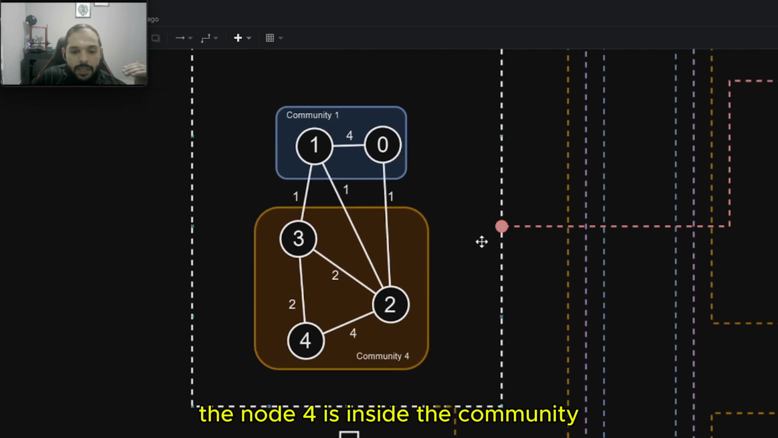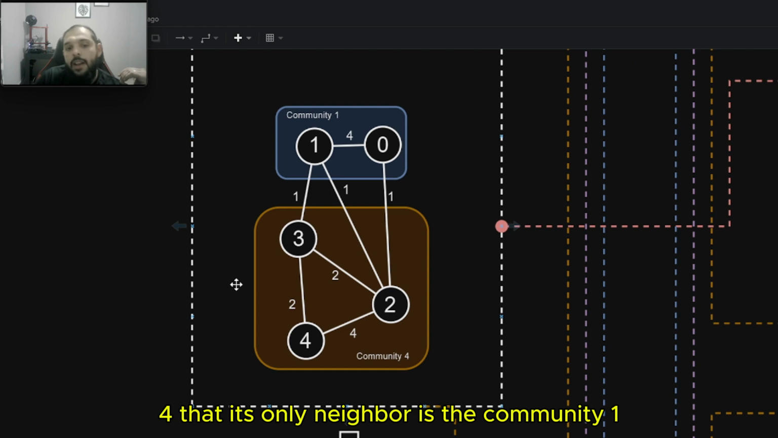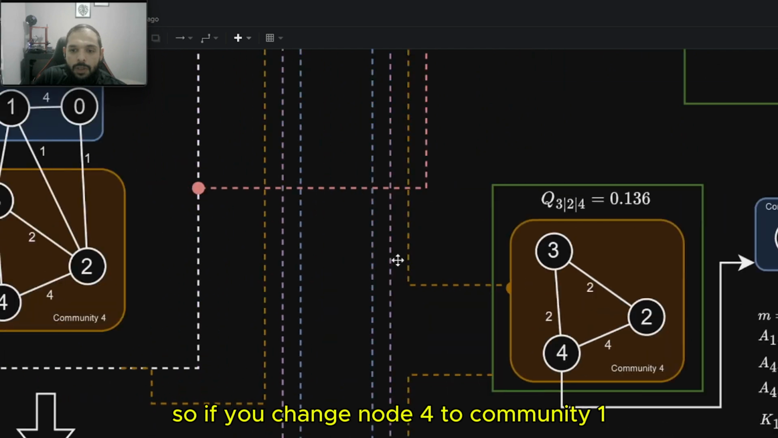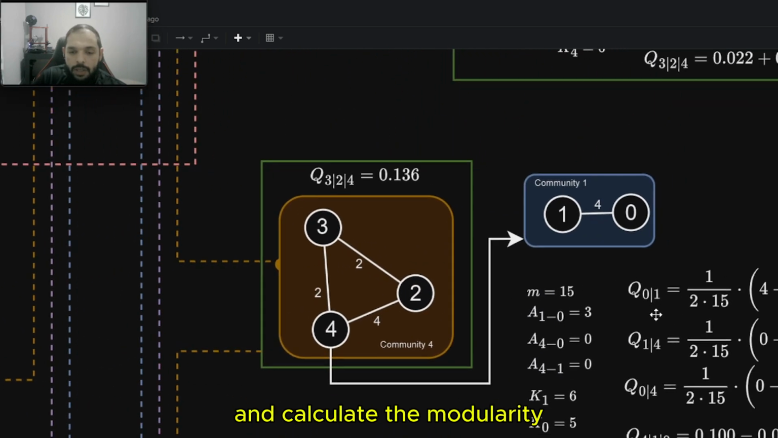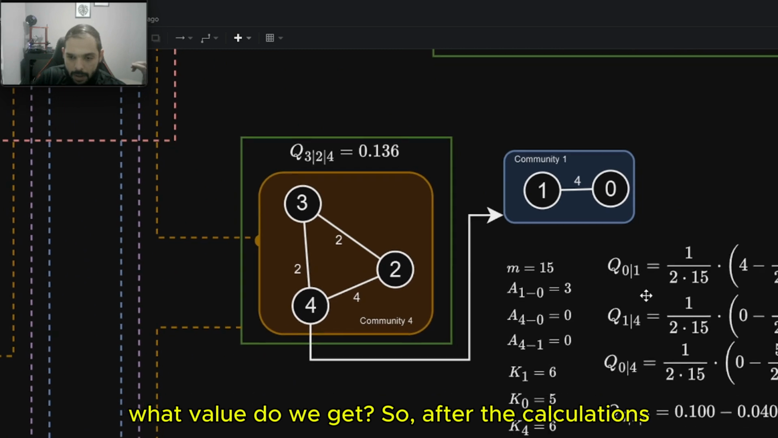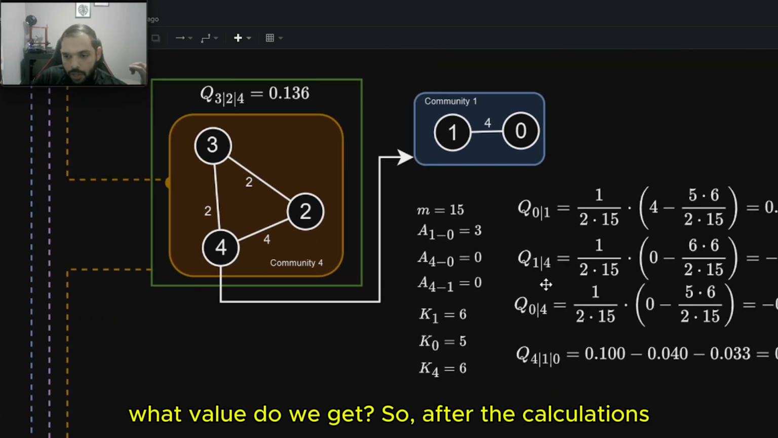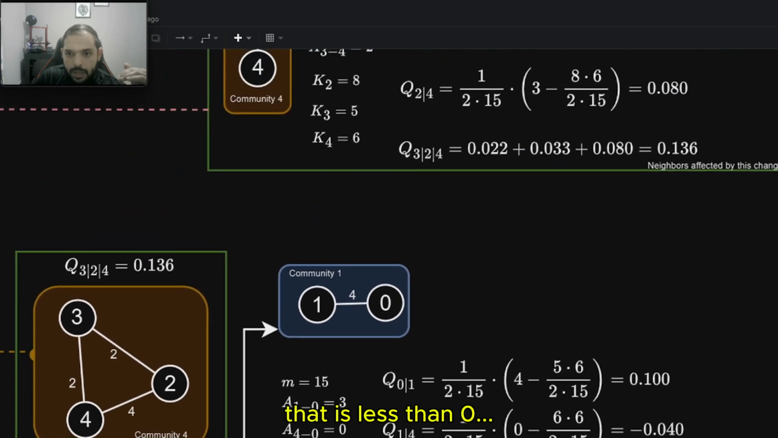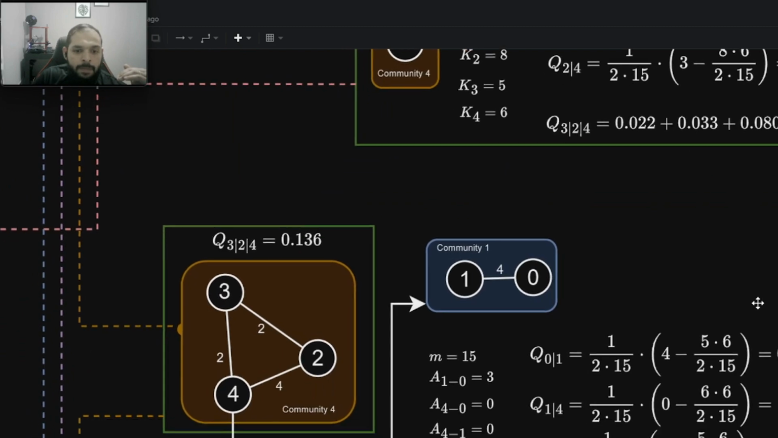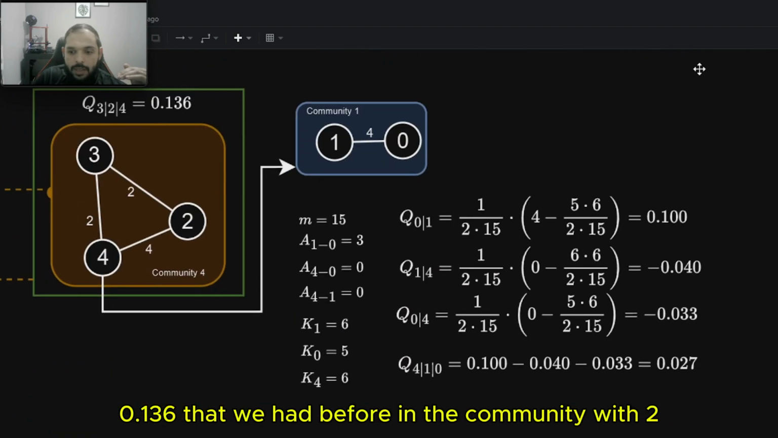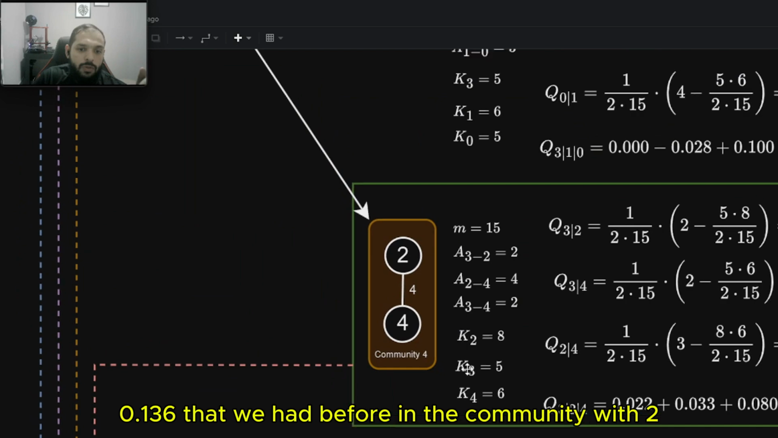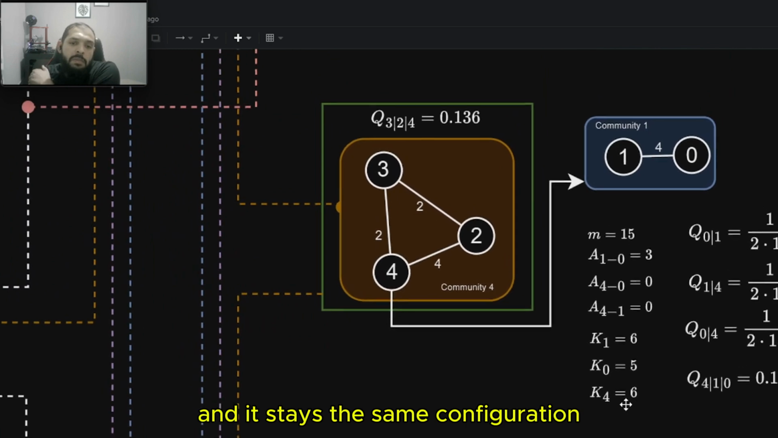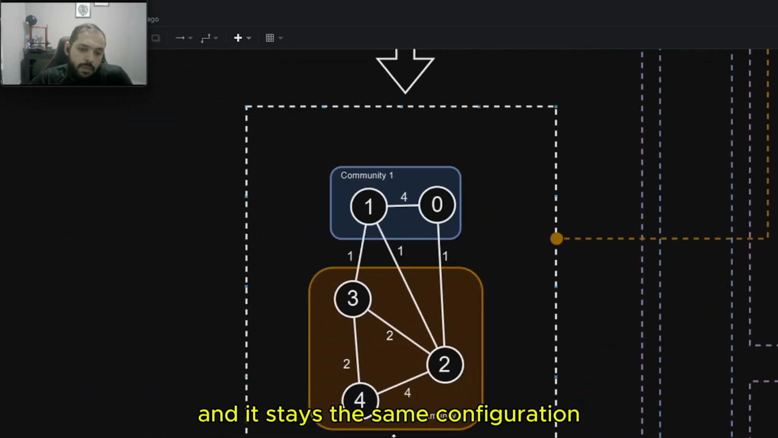Node 4 is inside community 4, and its only neighbor is community 1. So if you change node 4 to community 1 and calculate the modularity, what value do we get? After the calculations, we have the value of 0.027, that is less than 0.136 that we had before in the community with 2, 4, and 3, right? So this movement does not occur, and it stays the same configuration.